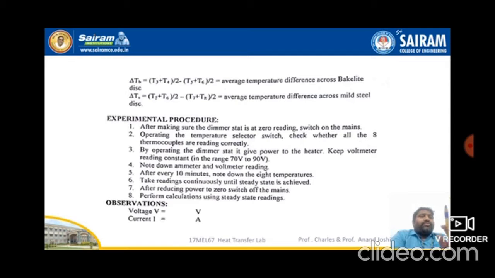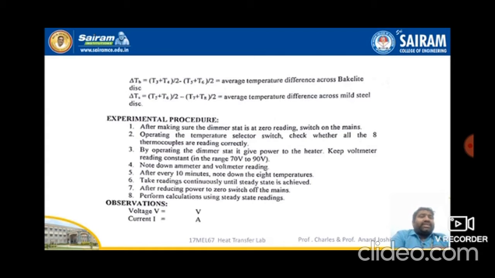Once you fix the thermostat for the heat input, it should be the same throughout the experiment. Second, note down the ammeter and voltmeter readings for the power calculations. After every 10 minutes, note down the 8 temperature readings, and take the readings continuously until steady state is achieved.